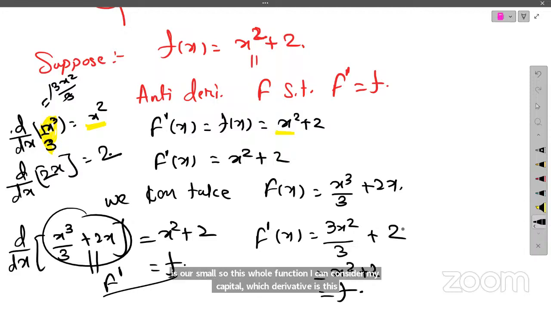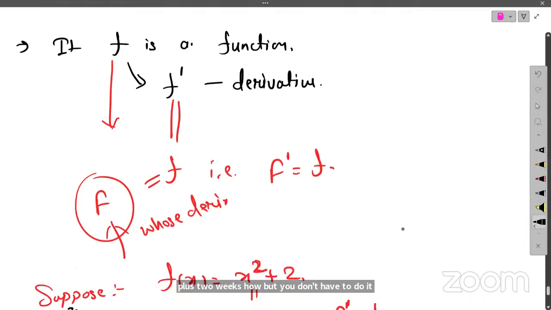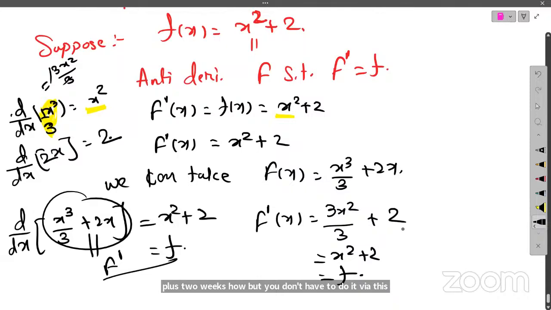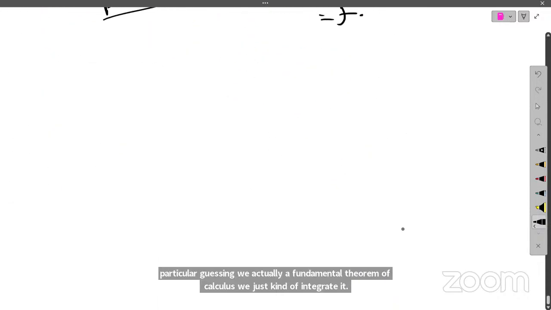Okay, ma'am. So the answer will be x cubed by 3 plus 2x, right? But you don't have to do it via this particular guessing. We actually have the fundamental theorem of calculus. We just integrate it. So that's the next thing I want to say.